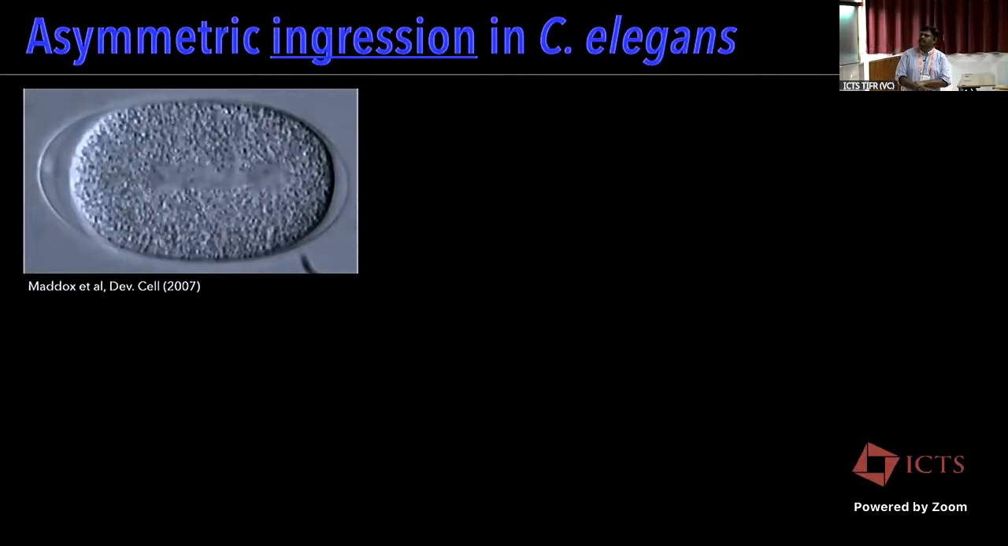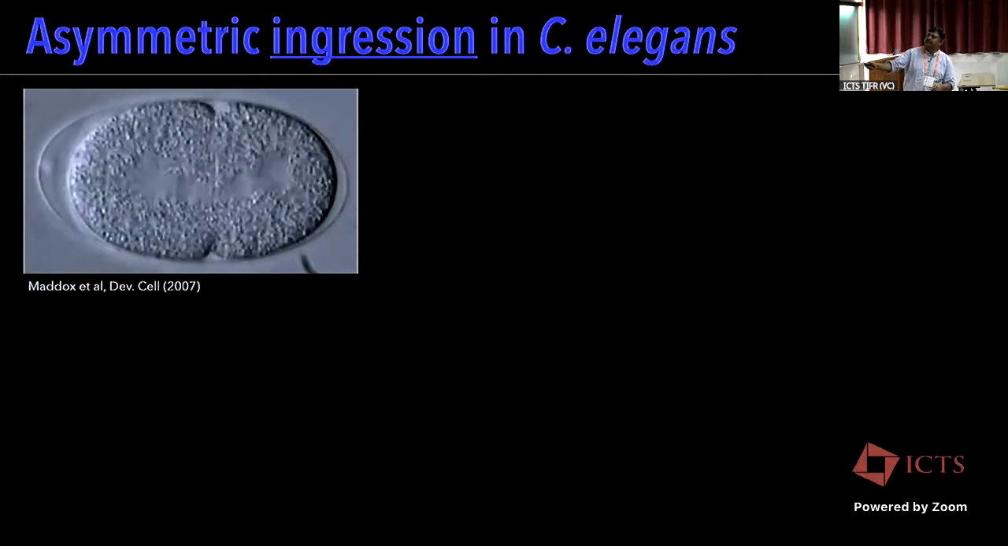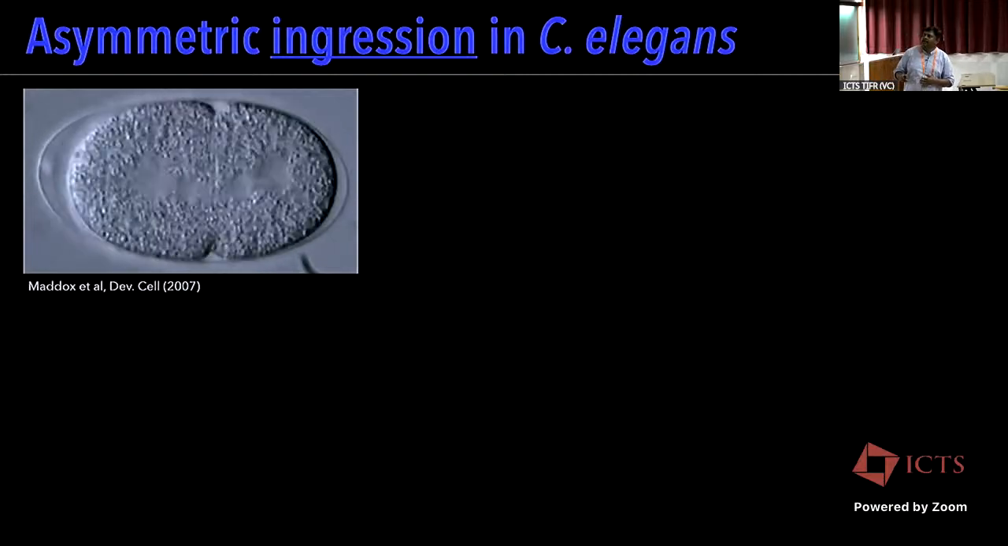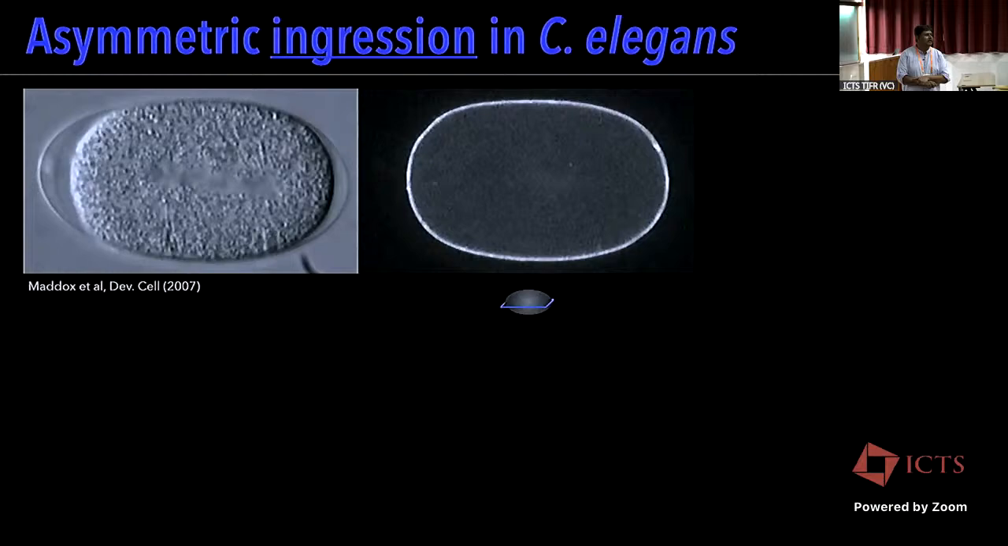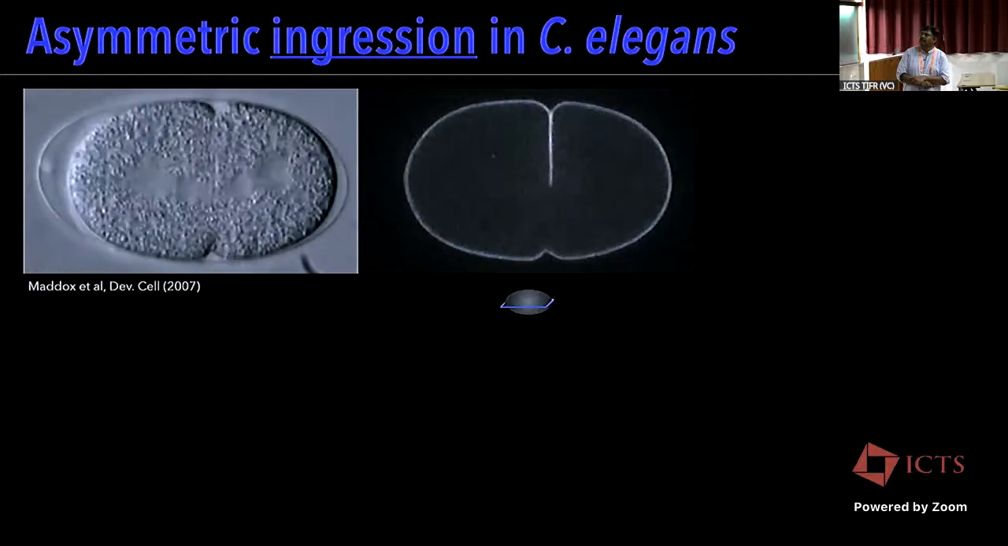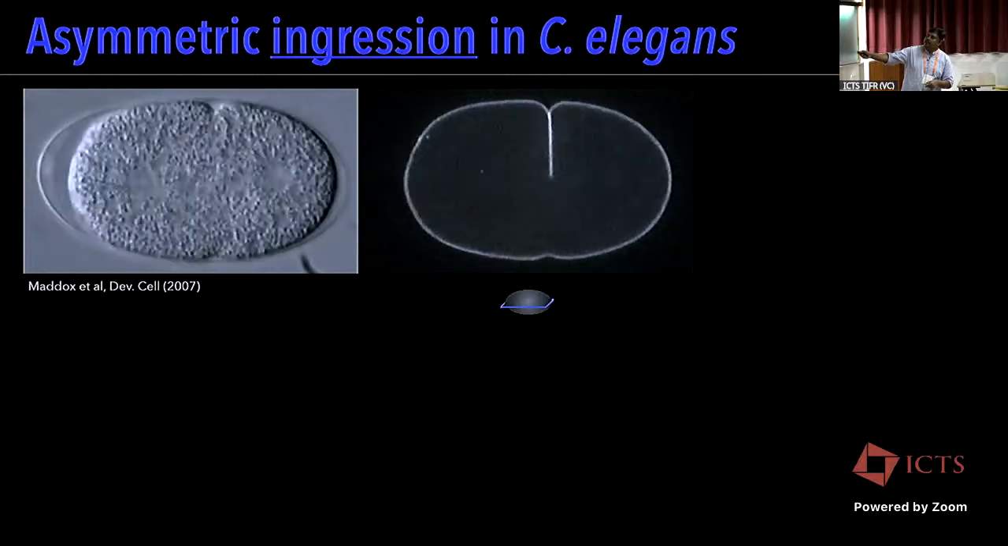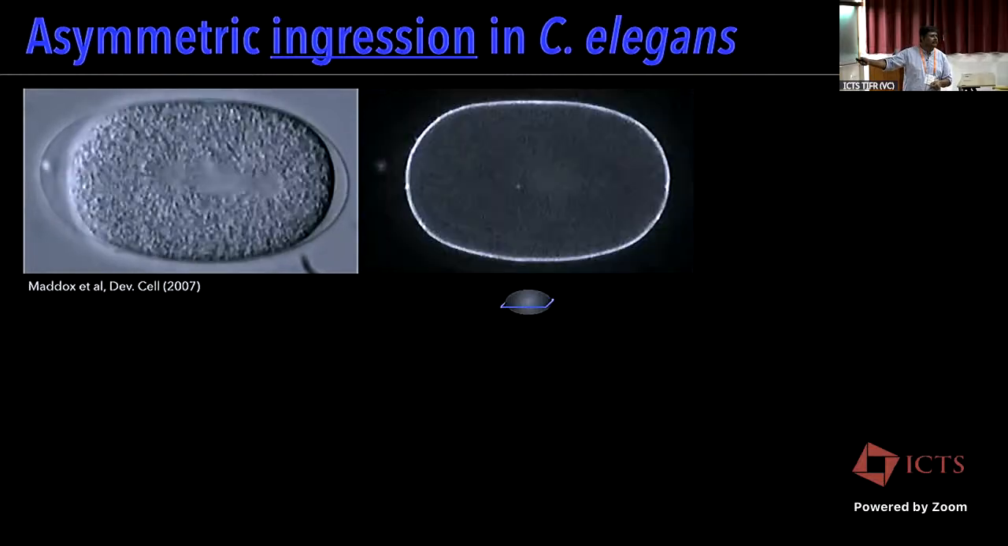So look at the same movie again. You see the asymmetry in the two daughter cells. Fine, I'll talk to you about that. But there's something funny that happens. If you actually look at the membrane of the cell, the surface of the cell, you see something weird. One side ingresses more compared to the other side. Can you see that? Okay.